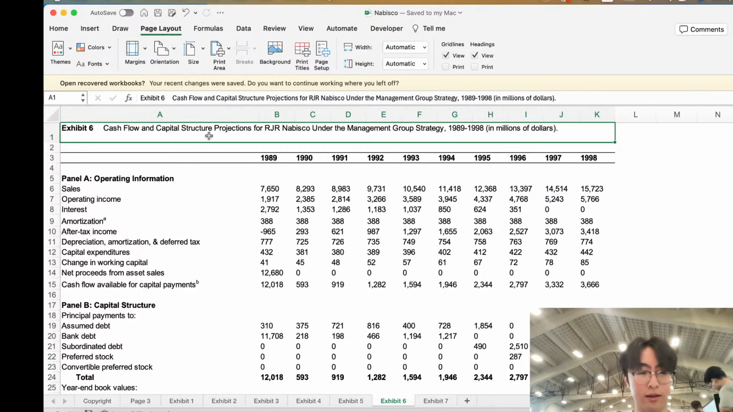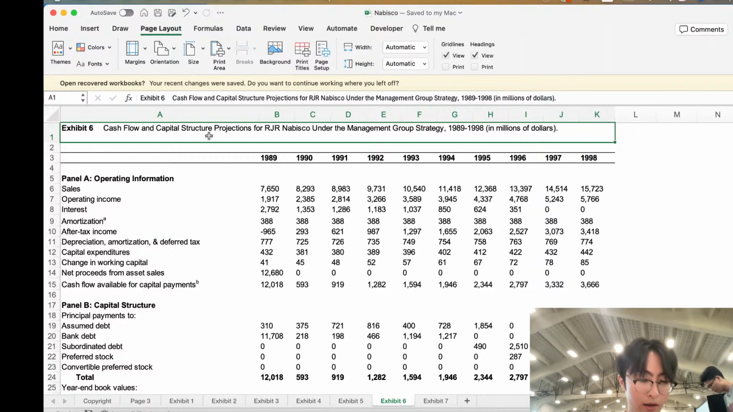Internal present value. All right. So let's walk through this thing. Let's see what we got going on here. Okay. So the value of our company here is just the present value of future cash flows. So that's the big idea.